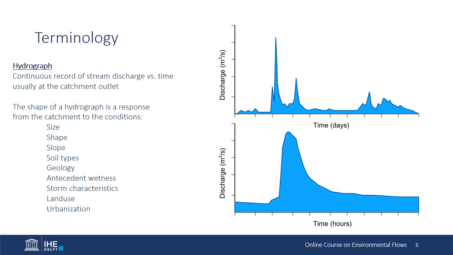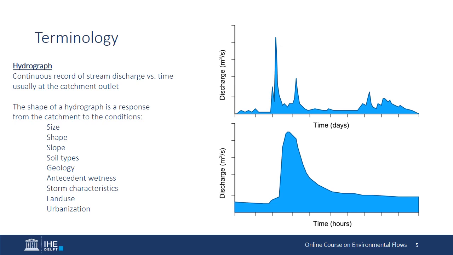If we plot now the discharge information as a continuous record versus time, we create a hydrograph. Usually that's done at a gauging station at the catchment outlet. In the upper right figure you see a long-term hydrograph for a catchment, discharge versus time, indicating high flow and low flow conditions of that catchment. In the right lower figure you see a typical hydrograph as a response to a rainfall event. We also call that event hydrograph.